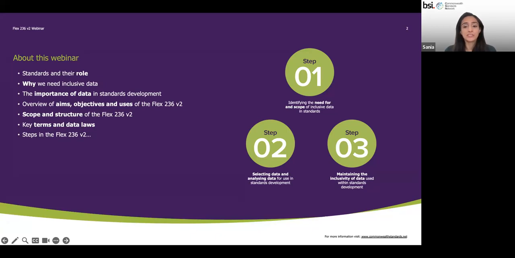So we break down the standards making process into three steps, the first being identifying the need for and scope of inclusive data within standards. Step 2 is then selecting that data and analyzing that data with inclusivity in mind. And then the third step is maintaining that inclusivity over time to ensure that the standard remains relevant and is fulfilling the objectives of inclusivity.